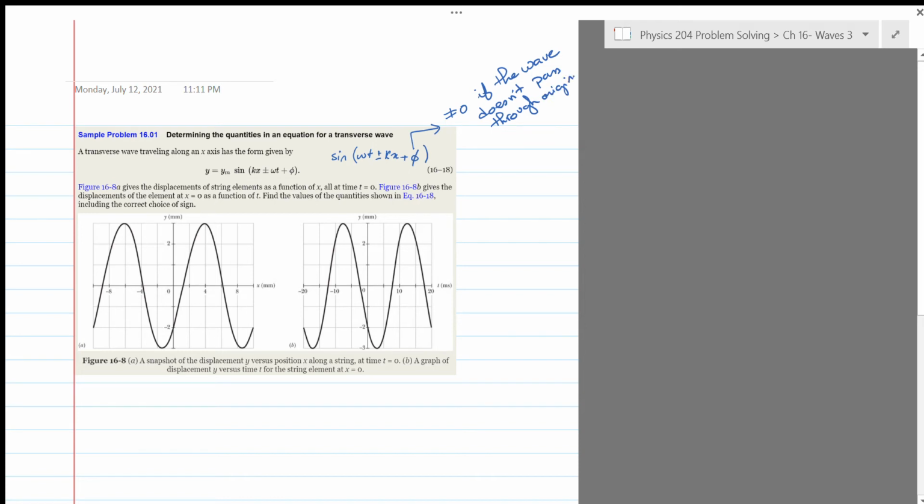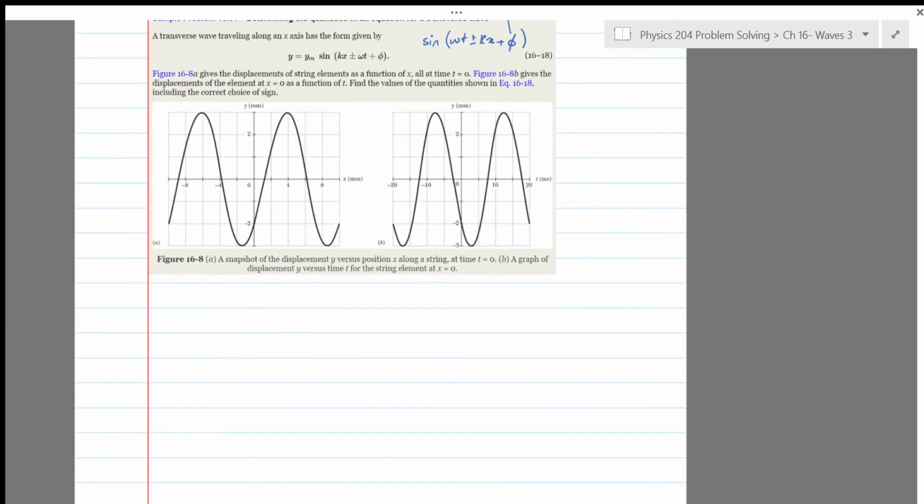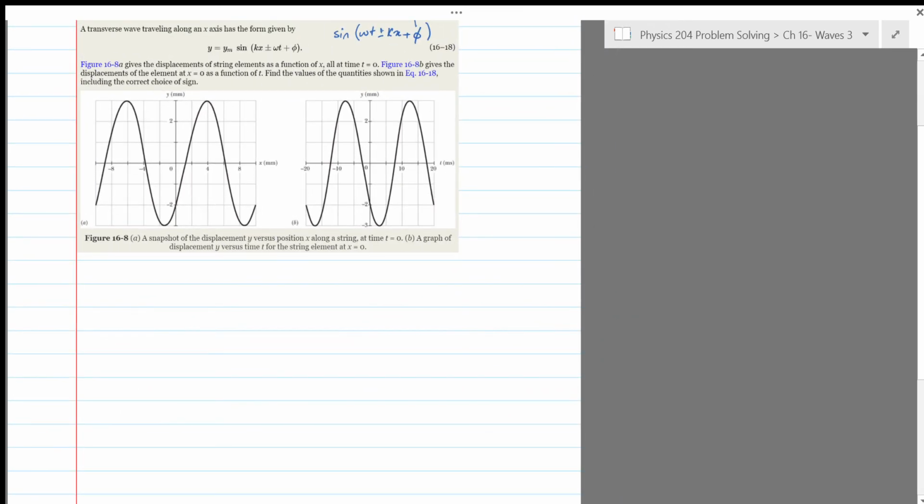So we are given these graphs for the displacement as a function of x and as a function of time. And we want to find the values of the quantities shown in the equation, including the correct choice of sign. So the first and most straightforward quantity that we can find is y maximum. It can be found from both graphs.